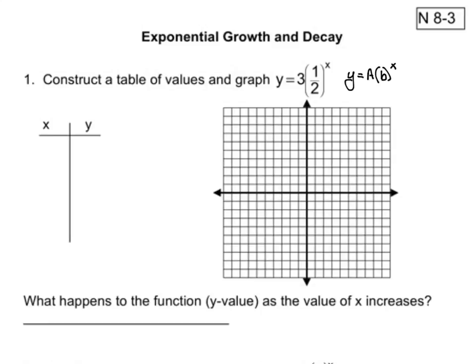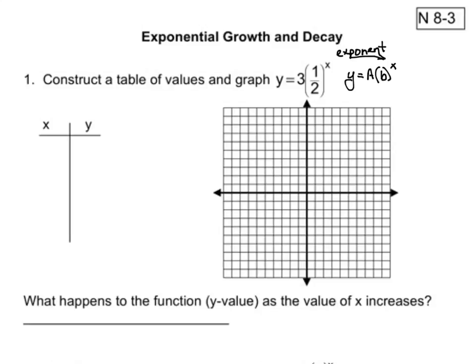And so if you notice, a and b will be numbers. In this case, a is 3 and b is 1/2. And so our variable x is an exponent, okay? So that's why we're going to call this an exponential function. So that's our basic form that we're looking at.